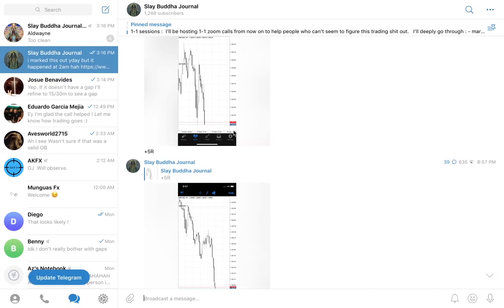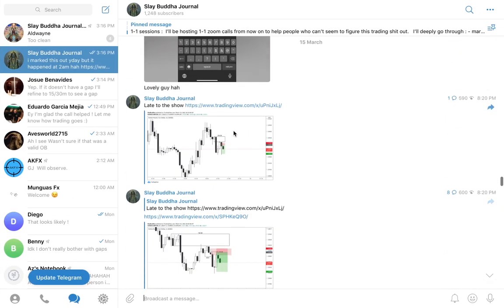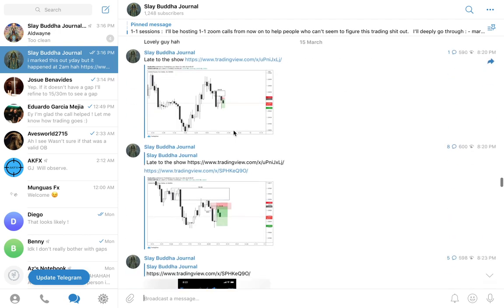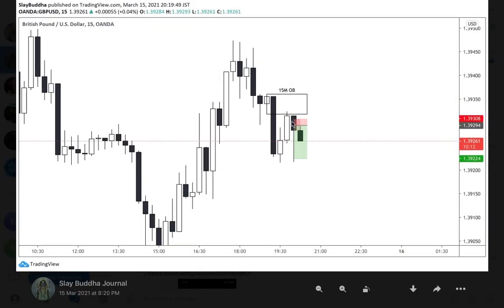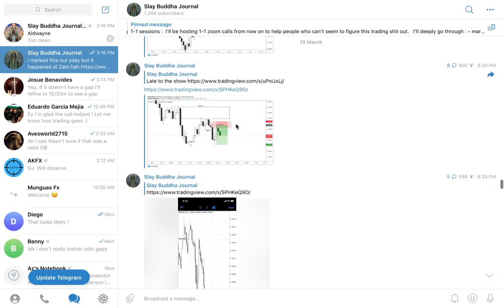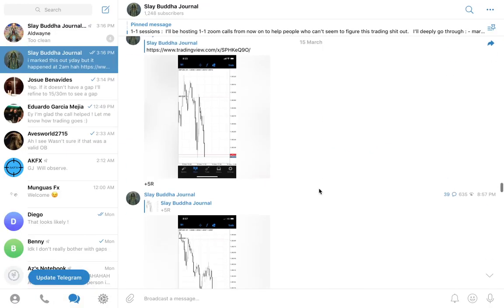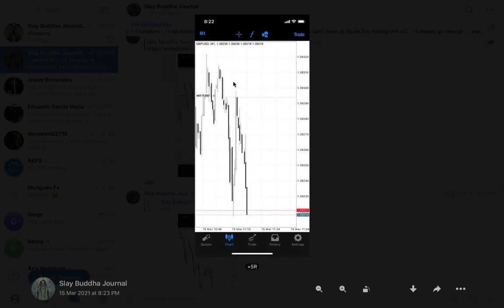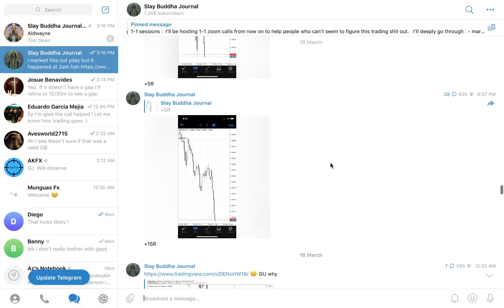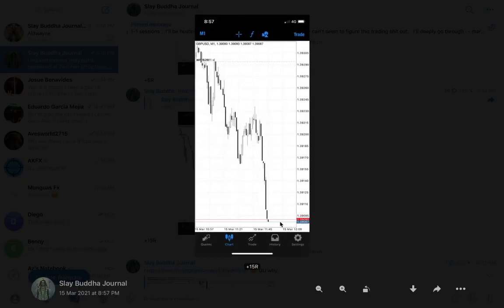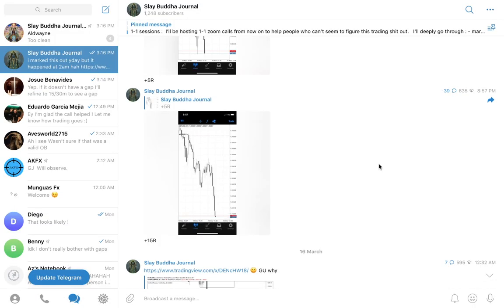GBPUSD. All right, so this is the trade I took. You can see it here, on Monday, this trade I took over here. This was my entry over here, and this was the trade. The first profits at 5R, and I took more profits at 15R right here. All right, so that's the trade.